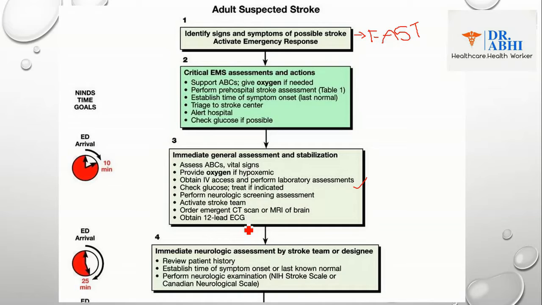After the 10 minutes has passed, we must have all this information in our hand. Then we can proceed to immediate neurological assessment by a stroke team or the resident. Review the patient history, establish the time of symptom onset and last known normal, and perform a neurological examination. An NIH stroke scale or Canadian neurological scale should be done within the first 25 minutes of arrival to the emergency department.